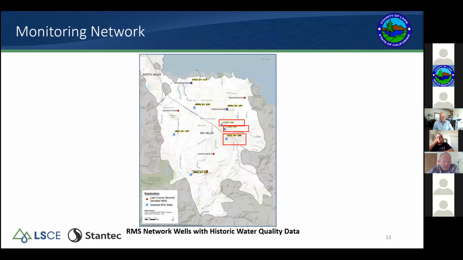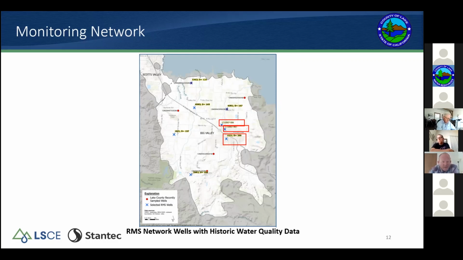So let's talk a little bit more about the network, and again, we're talking more about water quality right now. Our focus today is on water quality and subsidence. When it comes to water quality, there is some information out there, but there's not a lot that we were able to derive from the wells that we're proposing in our RMS network. We've got a pretty good historical water level record, but we don't have a great historical water quality data record. So the wells that we've outlined in red were a couple of wells where we thought we had pretty good historical records on water quality.